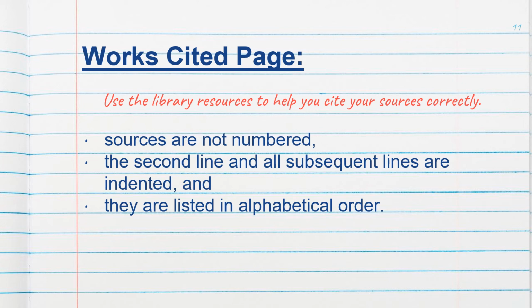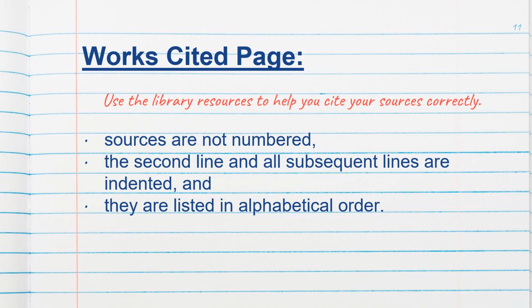First, the sources are not numbered in APA format. Second, the second line of all of your sources should be indented. The first line is left justified, but the second line and all subsequent lines are indented. And lastly, please list your sources in alphabetical order.